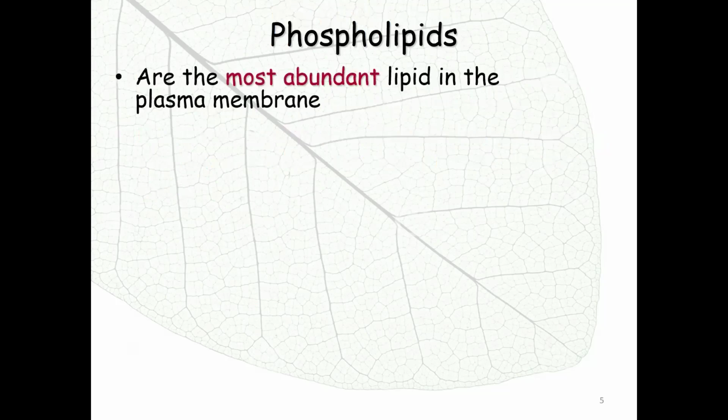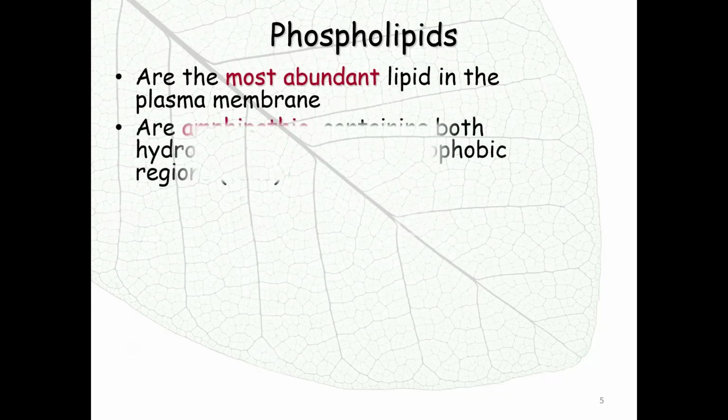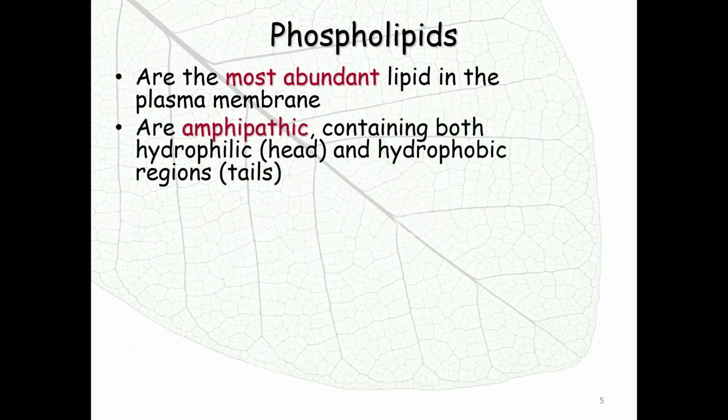Phospholipids are the most abundant lipid in the plasma membrane. They contain a lipid and a phosphate group. The phospholipids are amphipathic, containing both hydrophilic and hydrophobic regions. The head is hydrophilic, and the tails are the hydrophobic region. That is, the lipid part is basically the hydrophobic region.